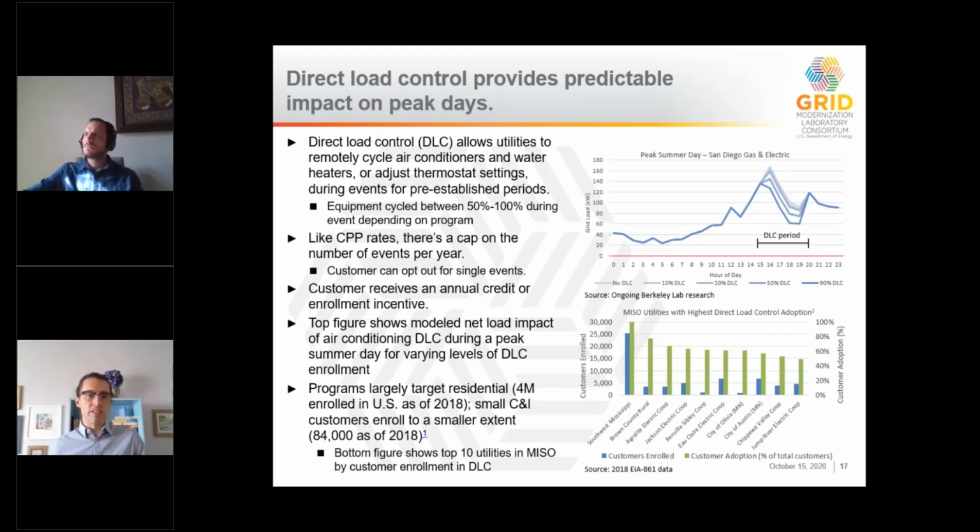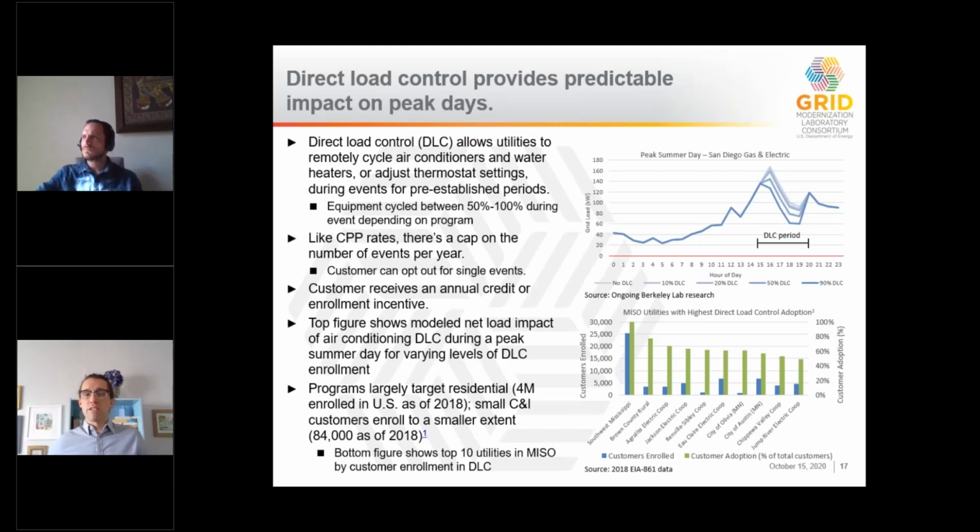The advantage of DLC is that it directly targets equipment responsible for driving that peak demand. And by controlling it directly, the utility can better estimate the net load impact. So the bottom figure actually shows the top 10 utilities in MISO with the highest enrollment, as reported by EIA, where many co-ops already have high enrollment of DLC programs.